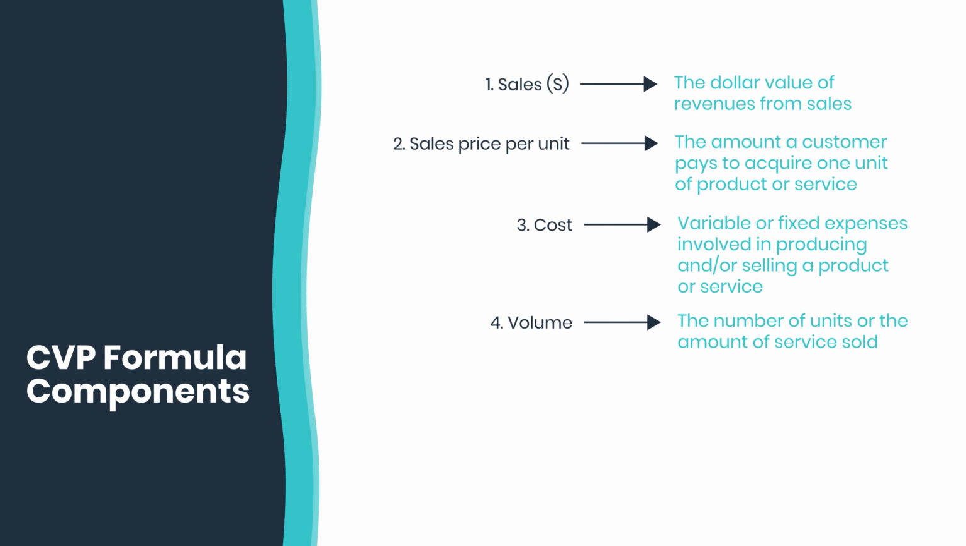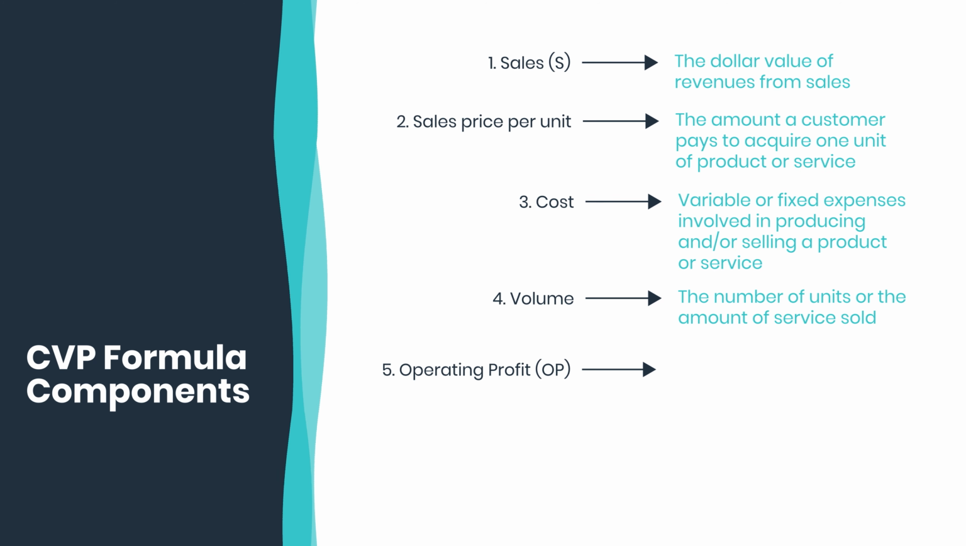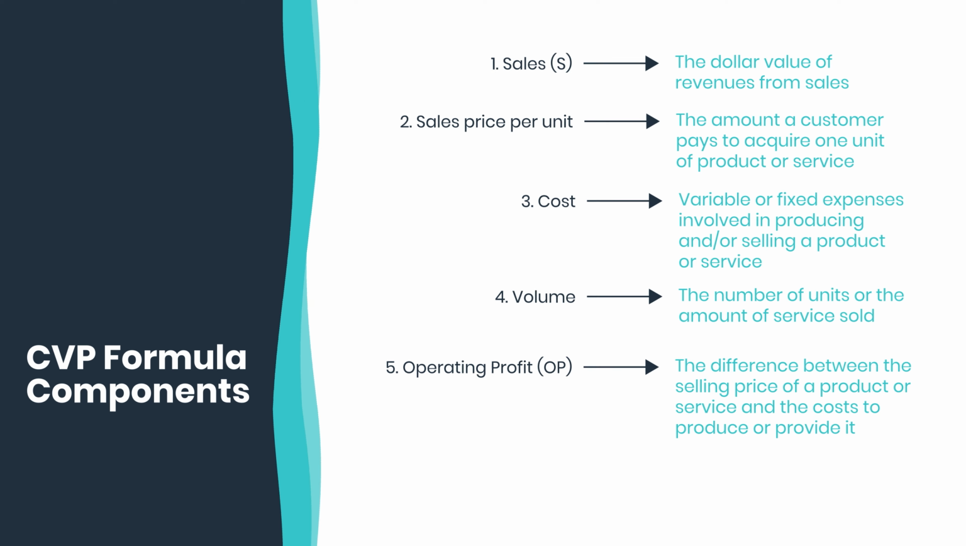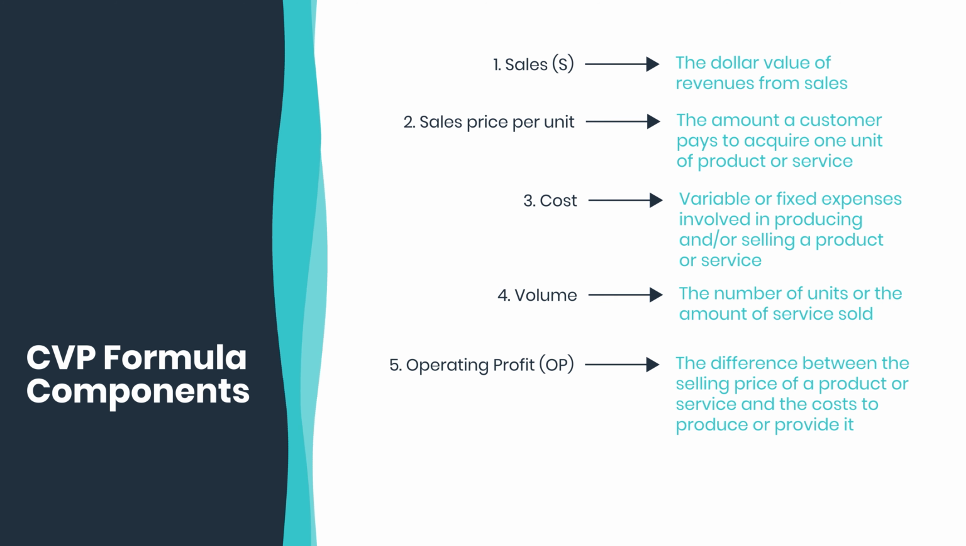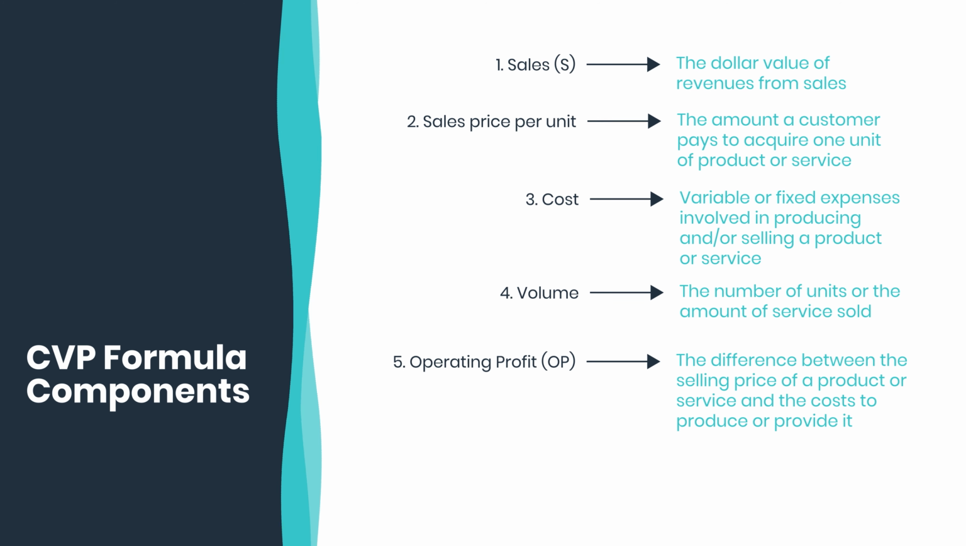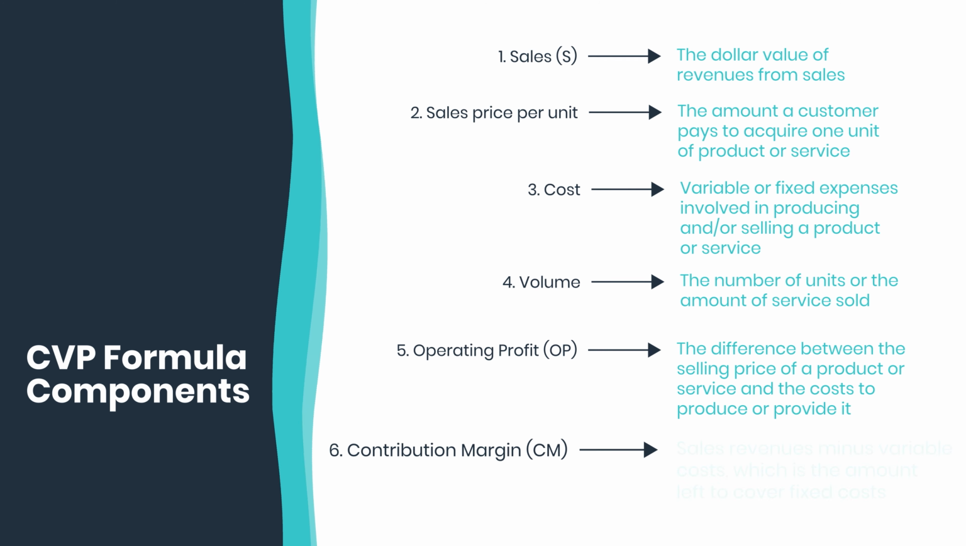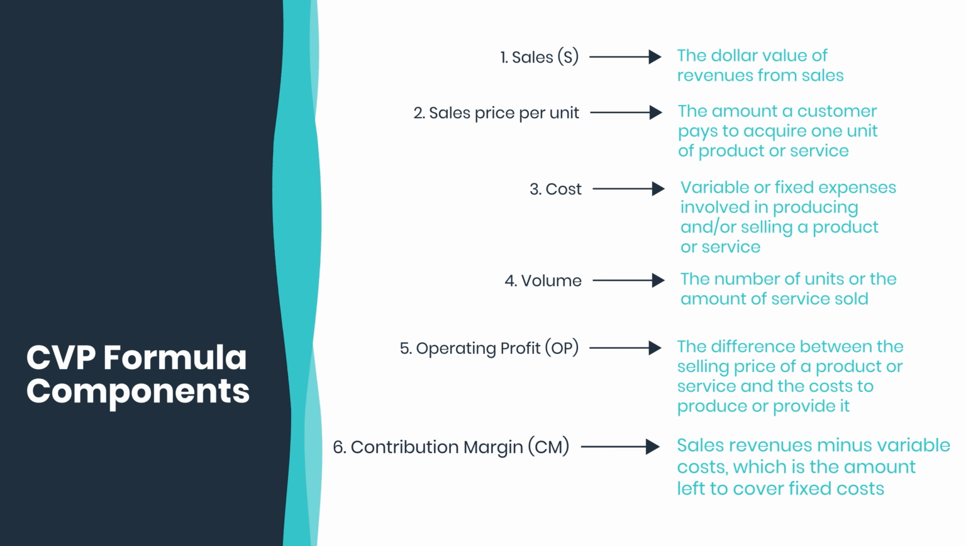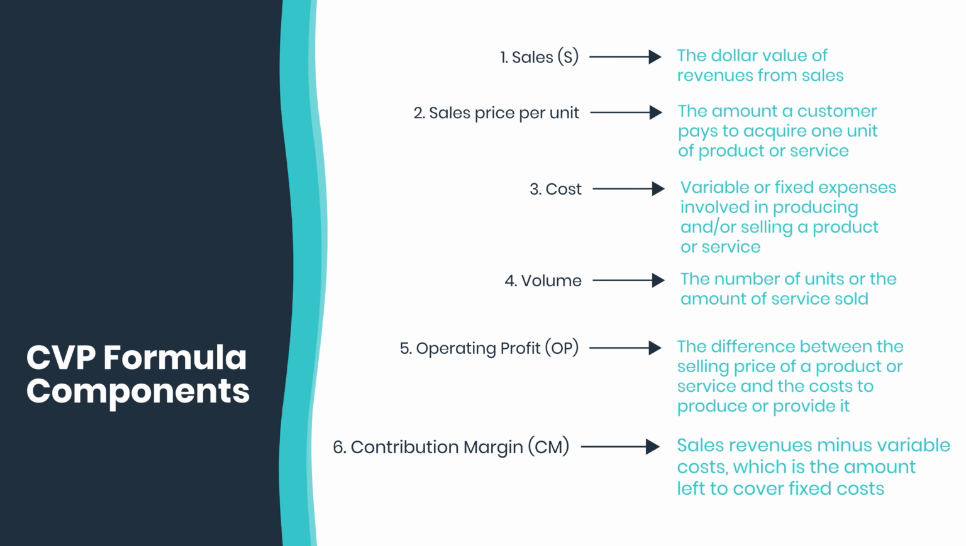Number five, operating profit, and that's the difference between the selling price of a product or service and the cost to produce or provide it. Number six, contribution margin, which is the sales revenues minus variable costs, which is the amount left over to cover fixed costs.